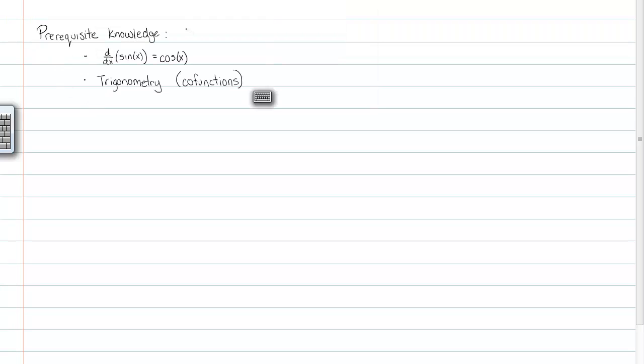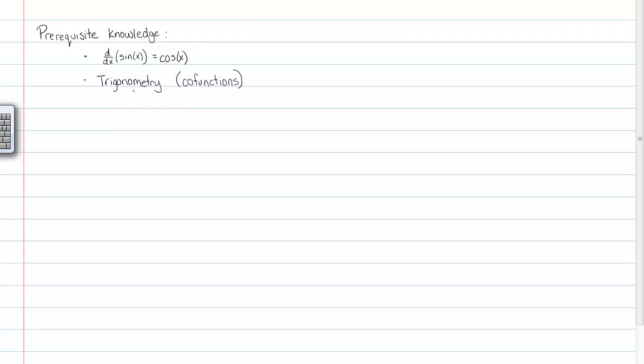The way I'm going to do this proof is with the assumption that you have already seen the derivative of sine, and you know that is cosine. So let me go ahead and put that under our prerequisite knowledge base here. So the prerequisite knowledge that you need is that the derivative of sine is cosine, just like I said.